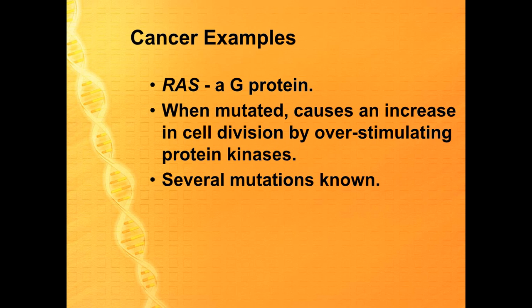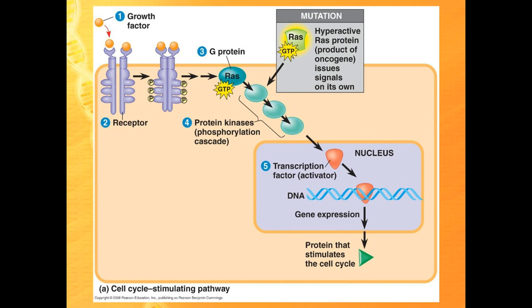RAS is a G protein that we talked about in cell signaling. When it mutates, it causes an increase in cell division by overstimulating those protein kinases. There are several of those mutations that are known, and each mutation leads to a different form of cancer. So you see here we've got our G protein. That should look familiar to us. If RAS is mutated in the wrong way, that's going to lead to protein kinase. Basically, it's saying, hey, go, start dividing. And that's obviously a contributor to cancer.